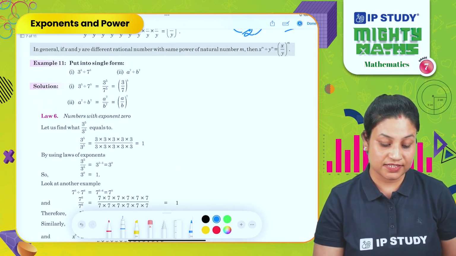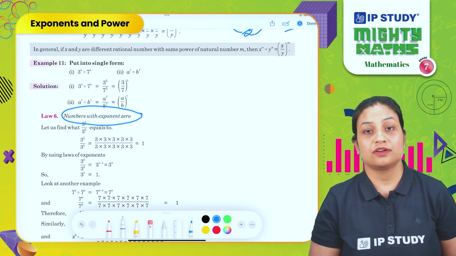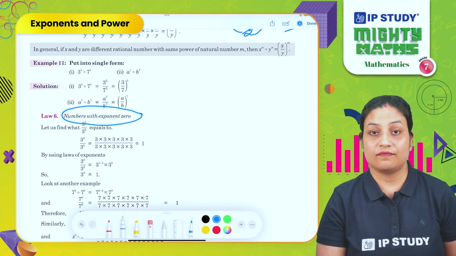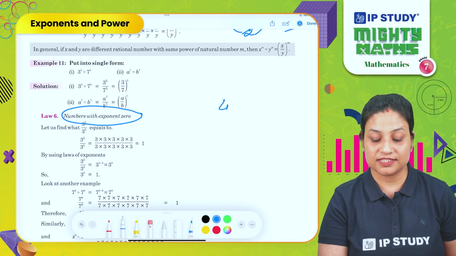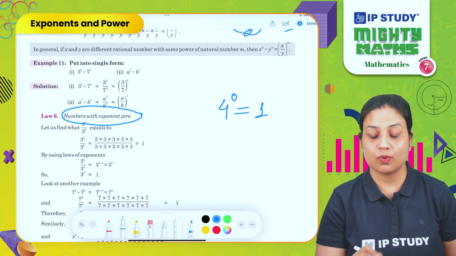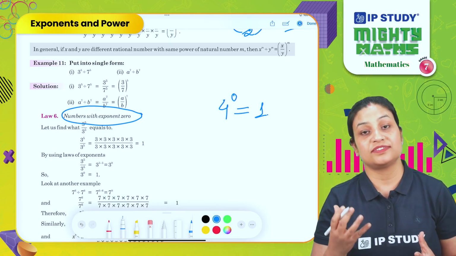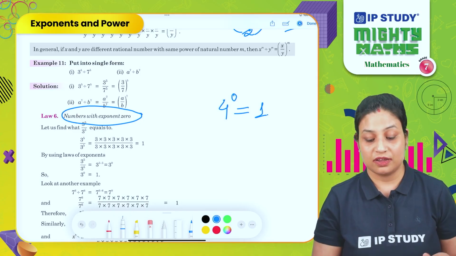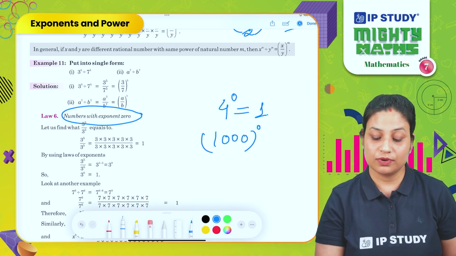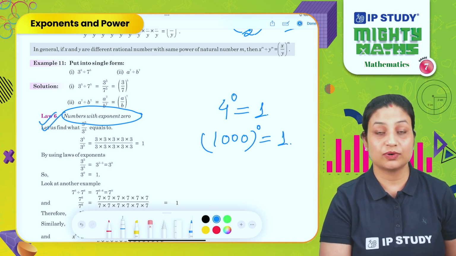The next law is numbers with exponent 0. What does it mean? It simply says that whenever you have a number, let's say 4, and it has a power of 0, its value always comes out to be 1. It doesn't matter how big the base is. If it has a power of 0, then its value will be 1 only. If you write 1000 raised to the power of 0, then also its value remains the same, that is 1. I hope this law is also clear to you.